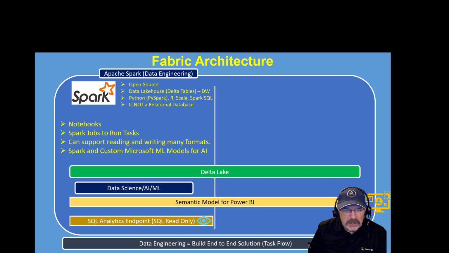Underneath the Fabric architecture, and I emphasize this a lot, is you're trying to build end-to-end solutions, which are called task flows. So that's where you'd create your kind of ingest data, clean it up, do maybe your medallion architecture, right?